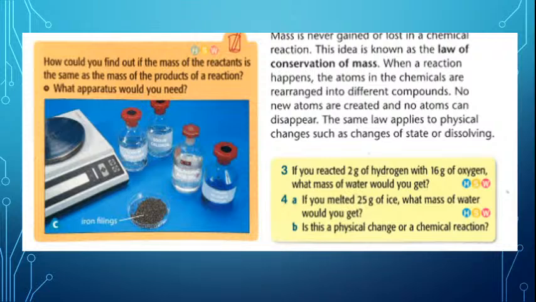Okay, so we have observed during this reaction that mass is never gained or lost in a chemical reaction. This idea is known as the law of conservation of mass. When a reaction happens, the atoms in the chemicals are rearranged. It means we can't say that during a chemical reaction the atom of one element is changing to the atom of another. We can't say that if carbon and oxygen both are combining, we are getting sulfur dioxide. No, it is never going to happen. We can never say that the atoms of one element are going to change into the atoms of the next. Just wait for a second, I'll show you.